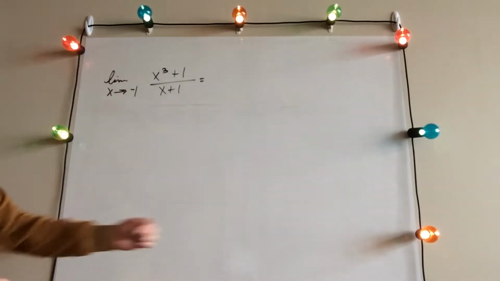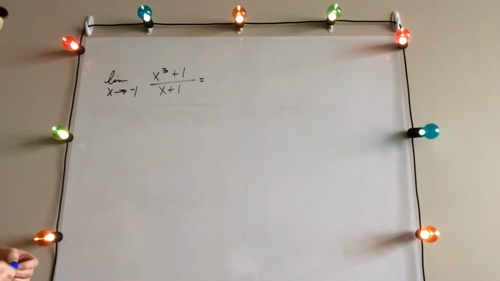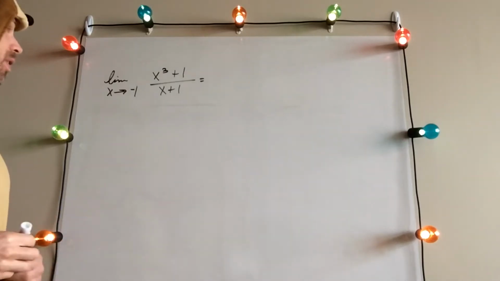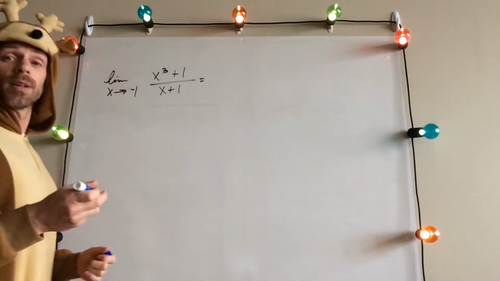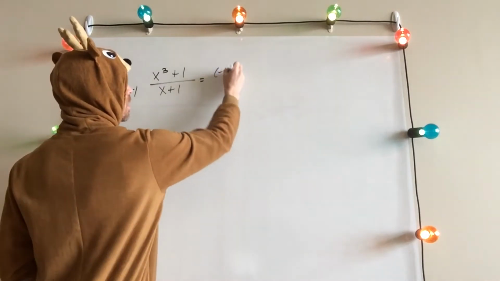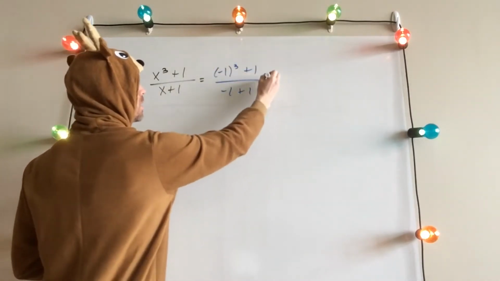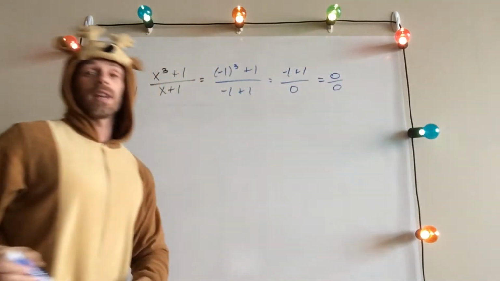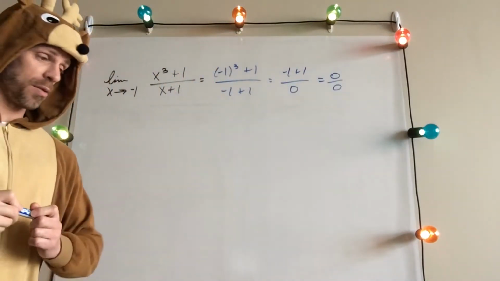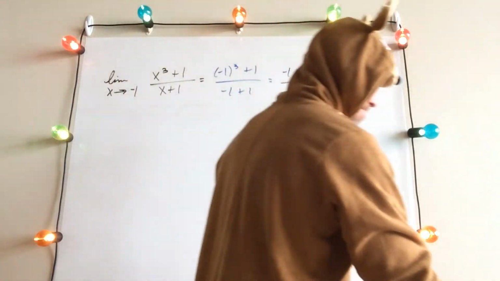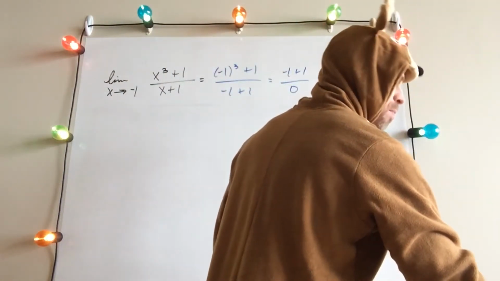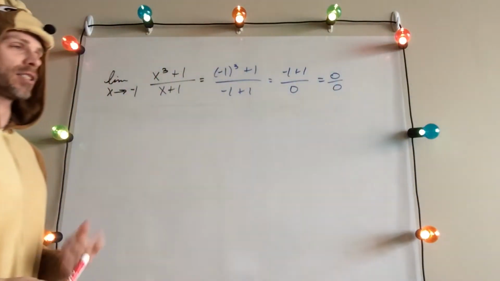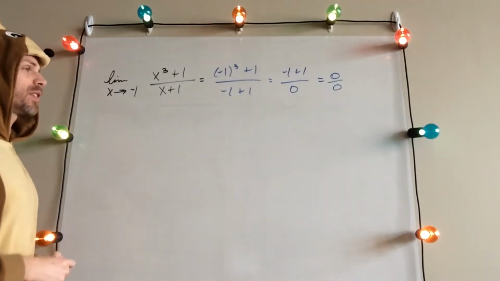All right, so our next one, we're doing the limit as x goes to negative 1 of x cubed plus 1 over x plus 1. Let's again try direct substitution. Negative 1 cubed plus 1 over negative 1 plus 1. Negative 1 cubed is negative 1, plus 1, over 0. We have a 0 down low again, so we've got a problem. We factored with the last one. Let's see if we can factor with this one.